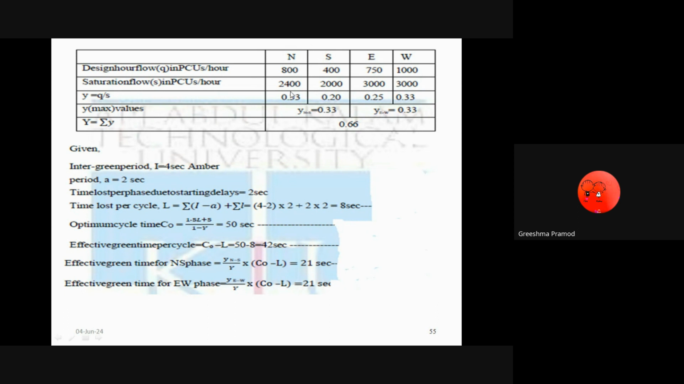That is, 800 by 2000 gave 0.33, and 400 by 2000 gave 0.2. The maximum of these is what we use as the y value for north-south. Now there are east and west too. Similarly find Q by S for east. What is Q? Design flow. S is the saturation flow. From that, take the maximum value as y, the critical flow value for the east-west phase.